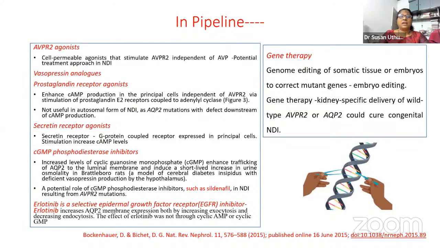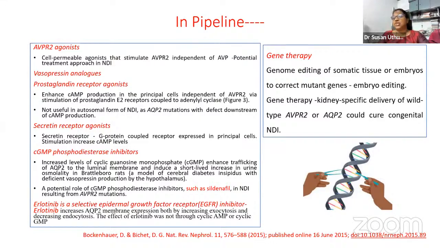And in the pipeline, there are AVP2 receptor agonists. Vasopressin analogs are being tried. Prostaglandin receptor agonists, secretin receptor agonists, cyclic GMP phosphodiesterase inhibitors, and in the Brattleboro rats, the model of central diabetes insipidus, where there is deficient vasopressin production by the hypothalamus, the cyclic GMP phosphodiesterase inhibitors have been tried, and there was a short-lived increase. So a lot of molecules are being tried, because nephrogenic DI is an intriguing problem, and the child requires a lot of drugs at the same time, with not very good clinical outcome.